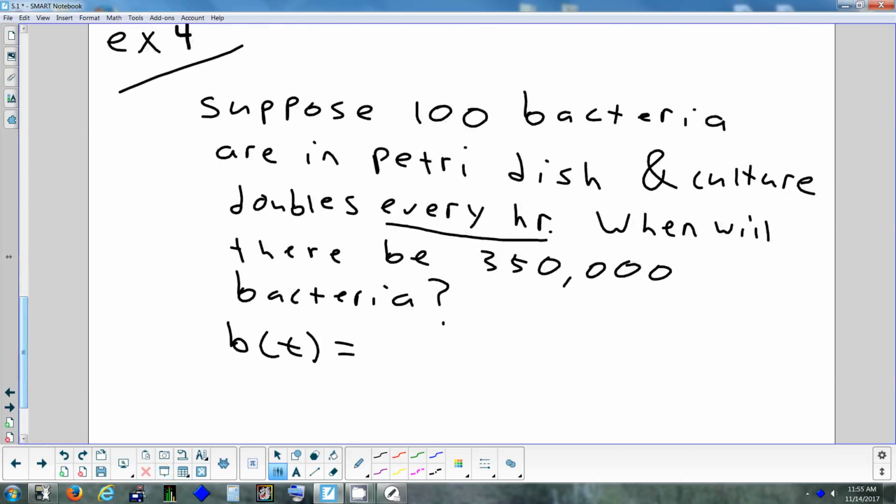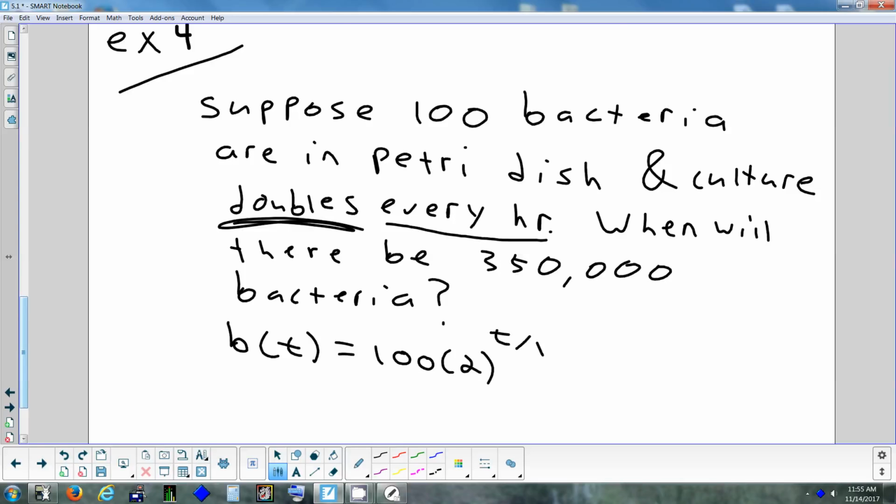Okay, so first, can someone give me a formula that would represent the amount of bacteria I have as a function of time? What would we start with? Yep, Ian. 100. Start with your initial amount. Yep. Times 2. We're going to do times 2 because we're talking about a doubling problem. And 2 to the whatever hour. Yeah, 2 to the time divided by the length of time to double, which is just 1.